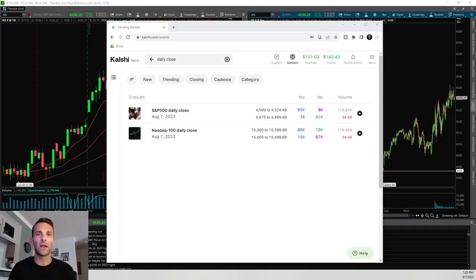We're going to be talking about a very specific indicator that's really popular among the trading and investing community, and we're going to be focused on the 9 EMA, or the 9 exponential moving average, when it comes to the S&P 500 daily close, the NASDAQ 100 daily close, the S&P 500 weekly close, and the NASDAQ 100 weekly close. And this strategy works really well in a trending market.